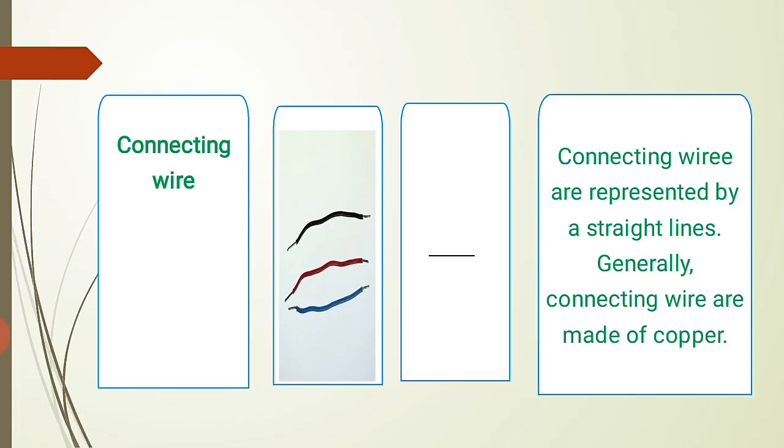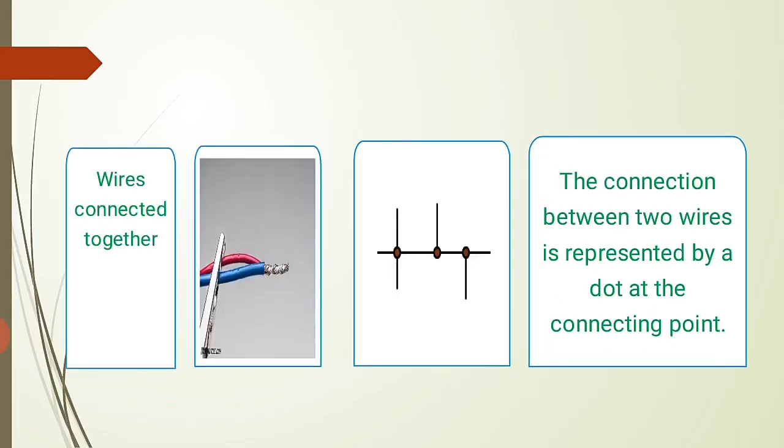Next is wires connected together. See the diagram there, two wires are connected together, right? And the symbol also I have shown there, right? So see the diagram and the symbol of the wires connected together. The connection between the two wires is represented by a dot. So here the connection between the two wires is represented by a dot. This is the symbol, right? Dot at the connecting point. So at the point we have shown a dot, right? So this is the wires connected together.